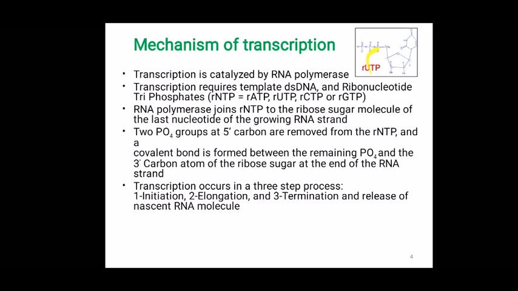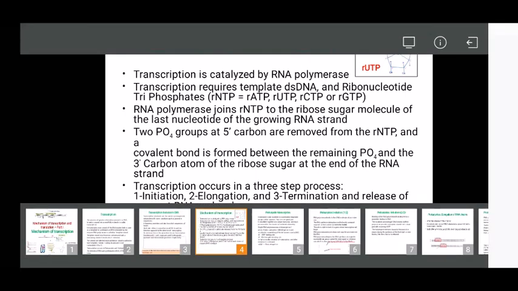So here is a rough example of one nucleotide. This one is the nitrogen base and this is the pentose sugar. In the pentose sugar the carbons are numbered. So this is the first carbon, second carbon, third carbon, and this is the fifth carbon. Usually the phosphate molecules are present on the fifth carbon.